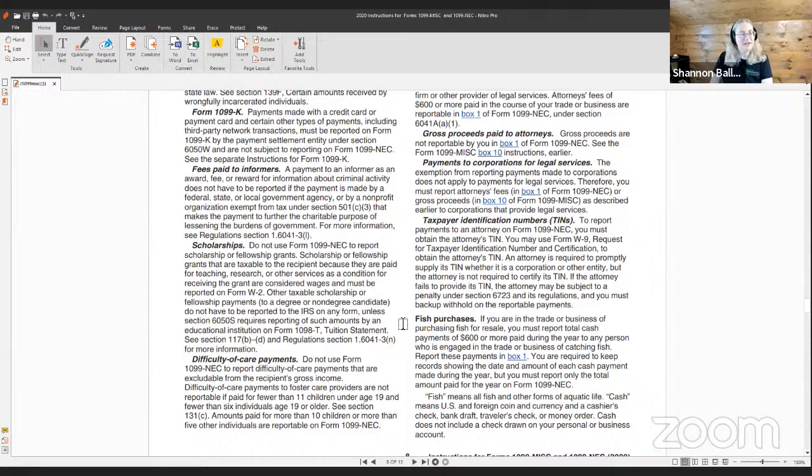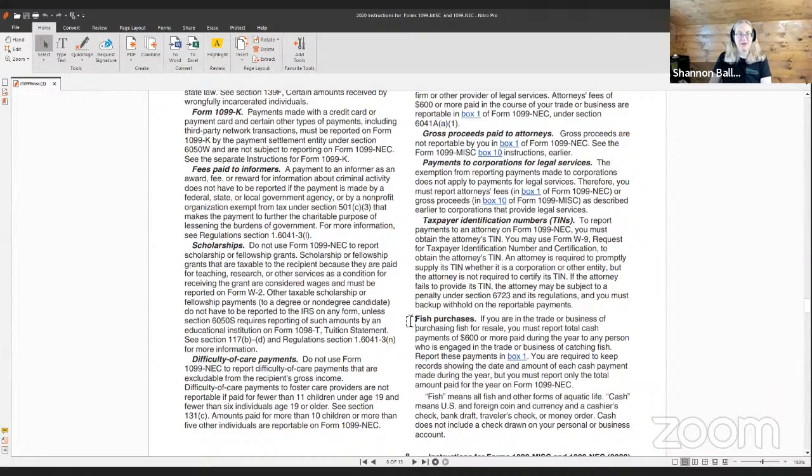1.6041-3(i). Do not use Form 1099-NEC to report scholarship or fellowship grants. Scholarship or fellowship grants that are taxable to the recipient because they are paid for teaching, research, or other services as a condition for receiving the grant are considered wages and must be reported on a Form W-2.